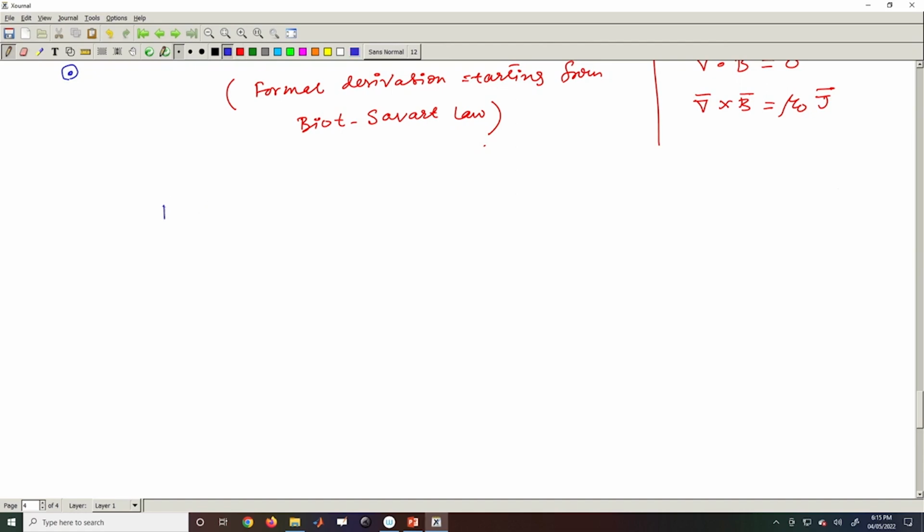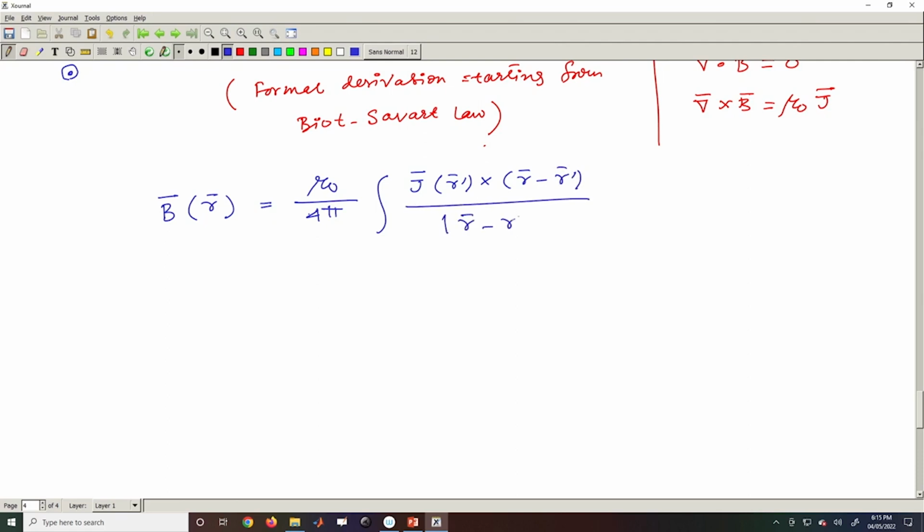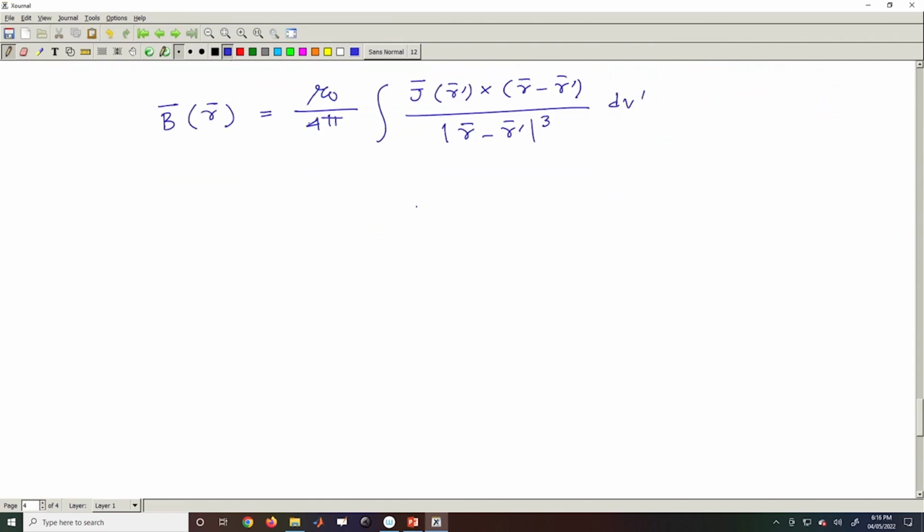So, the Biot-Savart law says B at some point r should be mu 0 divided by 4 pi, and then integration of J at r prime cross r minus r prime whole divided by |r minus r prime| cube dv prime. That is one form of the Biot-Savart law, which includes the current density J.